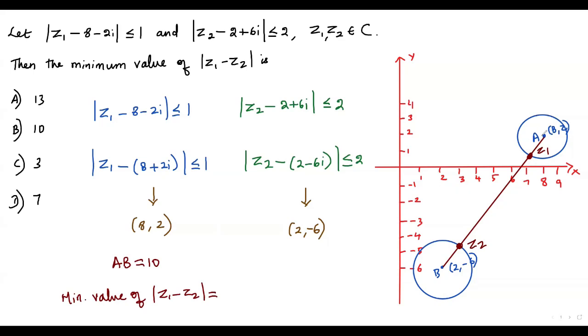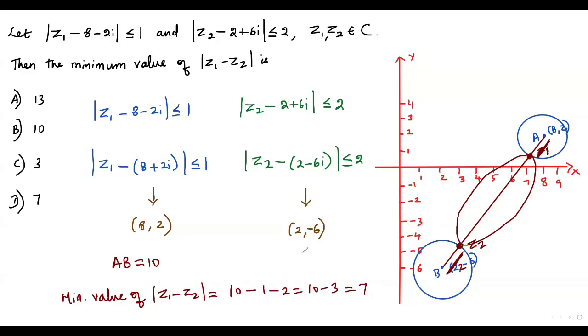What we have to do is from this total length 10, we have to subtract the radius of this circle and also the radius of this circle. Here the radius is 2, here the radius is just 1 unit. So when I subtract the radius of this circle and the radius of this circle from the length of AB, I'll be getting the minimum distance between Z1 and Z2, that is 10 minus, let's subtract the radius of this circle, that is 1, and let's subtract the radius of this circle, that is 2. Then we get 10 minus 3, which is equal to 7.